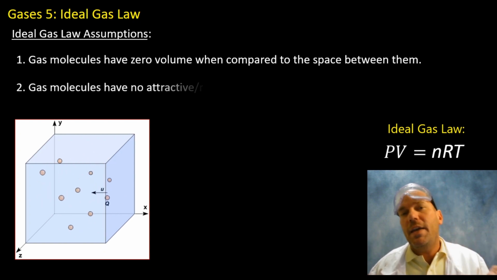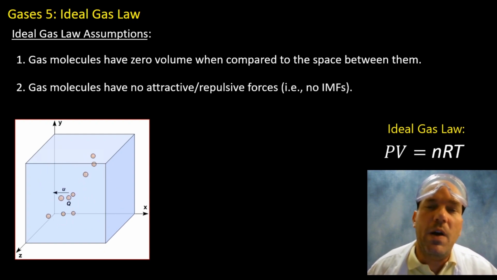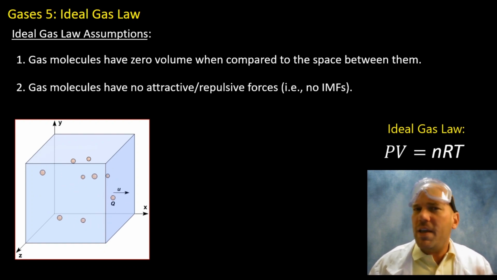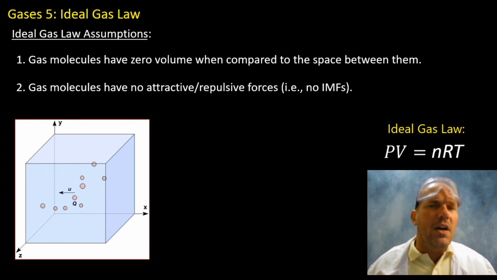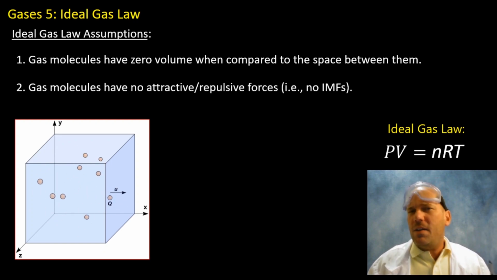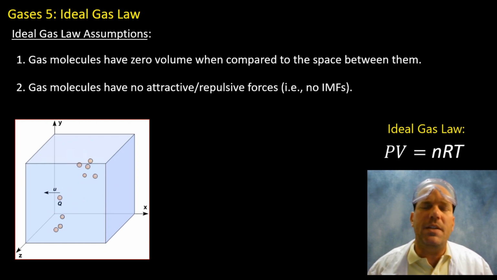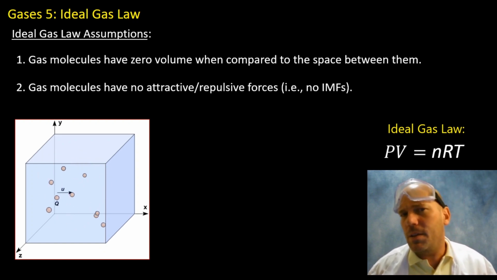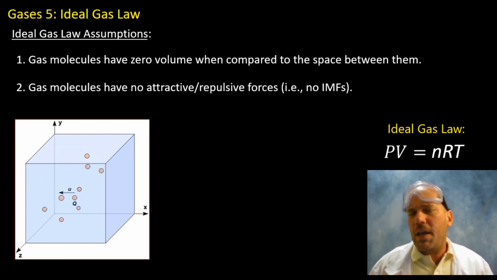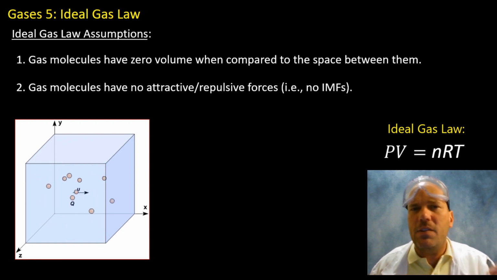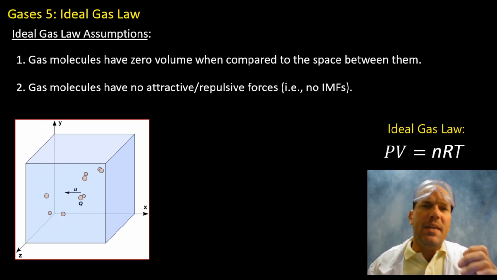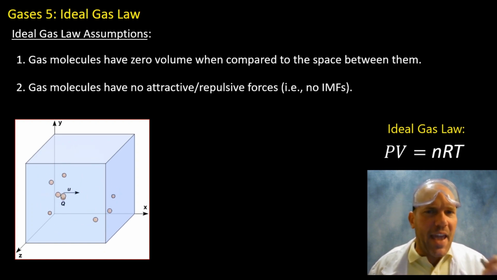Number 2, gas molecules have no attractive and repulsive forces. So there are no intermolecular forces occurring among these molecules. These are 2 out of the 5 assumptions we detailed in kinetic molecular theory, and these 2 are very important for understanding how the ideal gas law works and why, in most conditions, the ideal gas law is accurate.